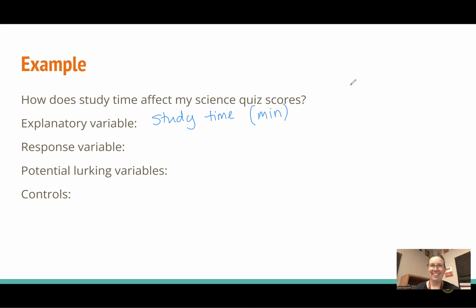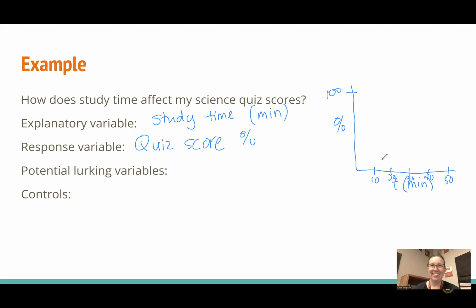So say you did this over a few weeks and you measured study time in minutes. The first week you studied 10 minutes, and then the next week you studied 20 minutes, and then 30, and so on, all the way up to whatever. And then your response variable is your quiz score. And that might be in percentages because it's going to be out of 100, right? So all the way up to 100.